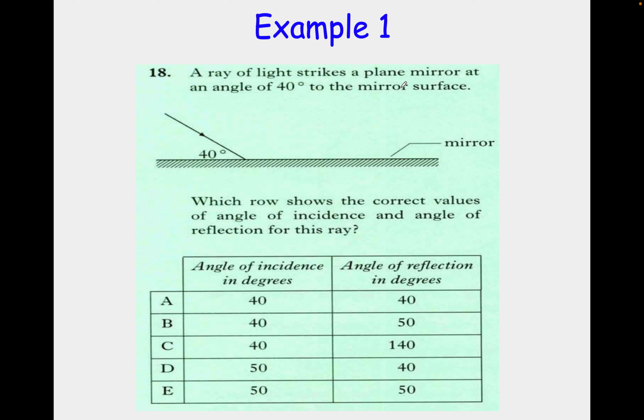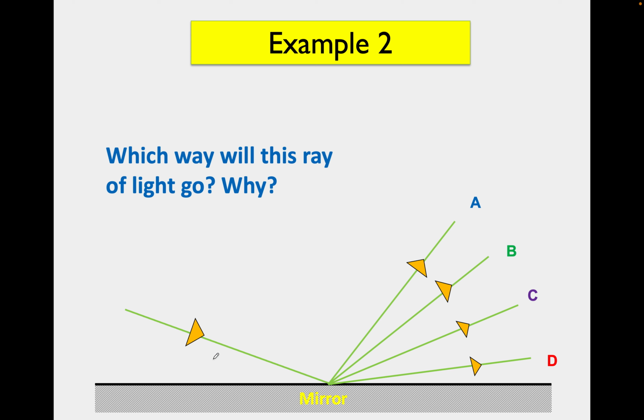So a ray of light coming in, which row shows the correct value? Of course you will have your dotted line, your normal. It will be coming out like this. So if this is 40, yes, this is 40. That's not good. The angle should be here. This is the angle I need. This is the angle reflected. So 90 minus 40, this will be 50 in this case. This will be 50 as well. So angle coming in and angle coming out, 50, 50, there we go. So E would be the answer here for us.